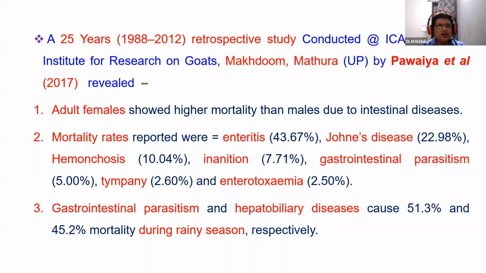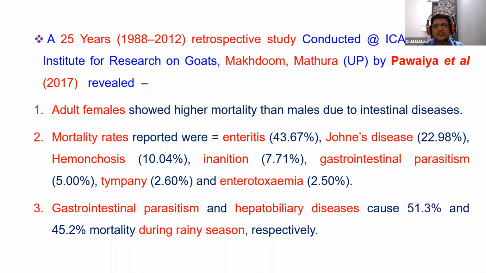There has been a 25-year retrospective study, from around 1988 to 2012, conducted at the Central Institute for Research on Goats, Makhdoom, Mathura, by Pawaiya et al. in the year 2017. This study revealed the significance of digestive system problems. The results revealed that adult females showed a higher mortality rate than males due to intestinal diseases. Secondly, the mortality rate reported was highest for enteritis.